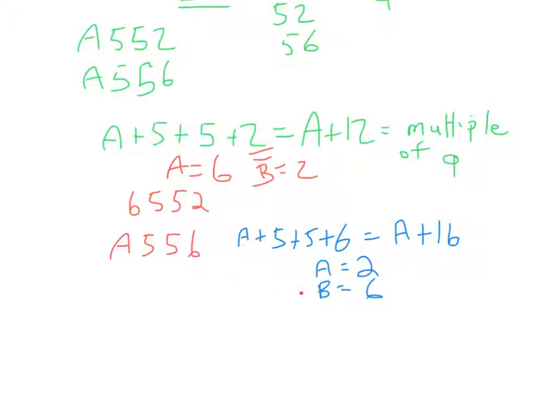So when we have a 6, we get a 2, so for our answer, we could either have 6 plus 2, or we could have, in this case, A plus B, 2 plus 6. But in both cases, we get 8. So our answer is 8.